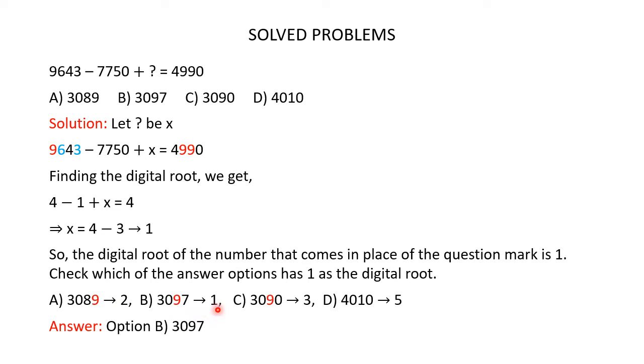So when you look at these options, you'll see that option B has the number with the digital root as 1. So the correct answer is option B, 3097.